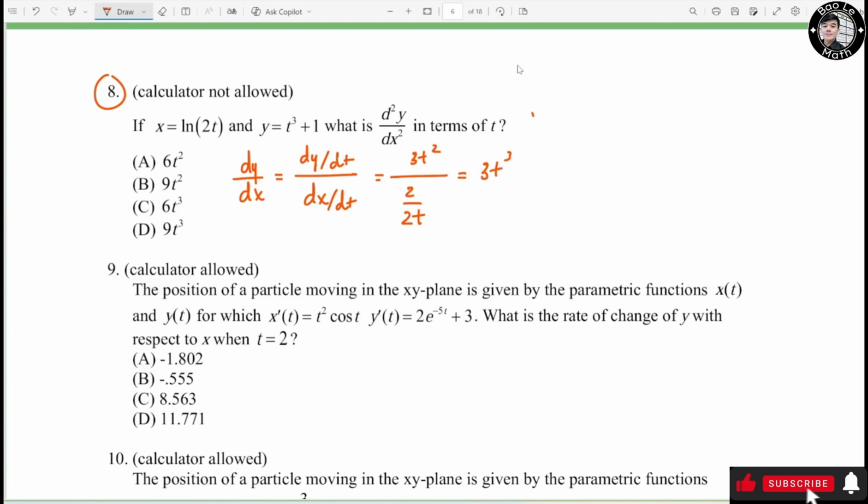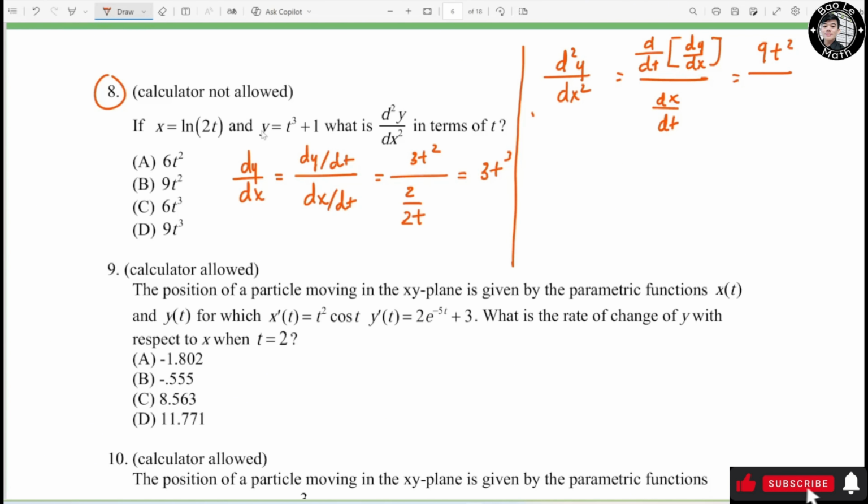Now we're going to take the second derivative, right? So we have d squared y divided by dx squared. It's going to be d over dt of dy over dx, divided by dx over dt, right? Now we're going to take the derivative of this one with respect to t. So it could be 9t squared. And dx over dt is going to be 2 over 2t, right? So if we simplify this one, it's actually 9t cubed. The answer must be D.